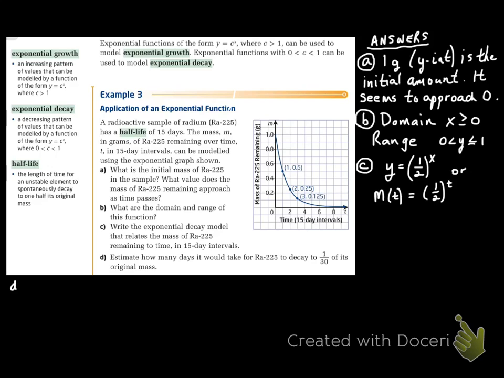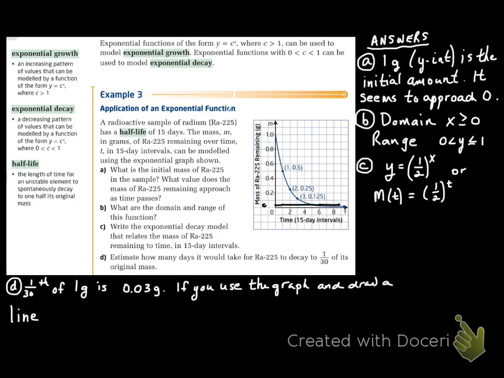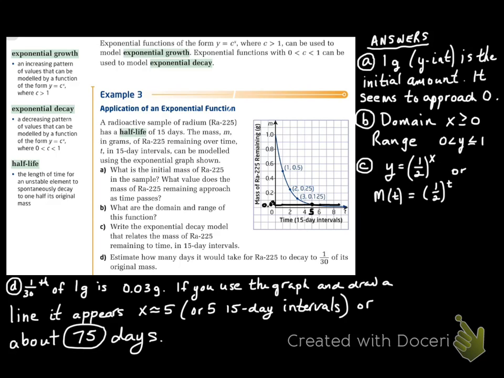And lastly, estimate how many days it would take for radium-225 to decay to 1/30th of its original mass. Okay, well, understand, first of all, 1/30th of 1 gram is 0.03 grams. And since it says to estimate, all we have to do really is look at the graph and see where that occurs. So if you drew a line across from 0.03, you're going to see it's going to intercept at about 5. So that's 5 units, or 5 15-day intervals, which means it's going to be about 75 days.